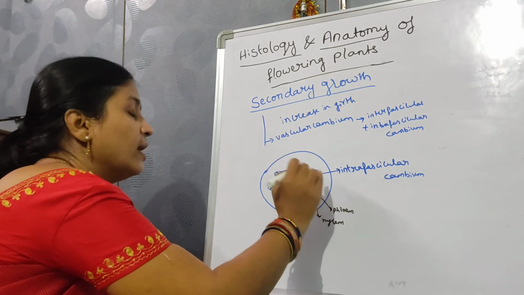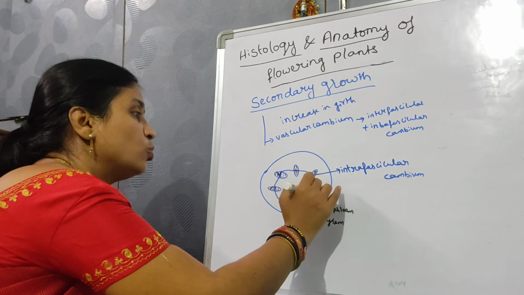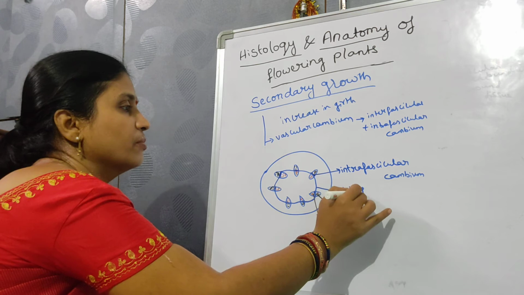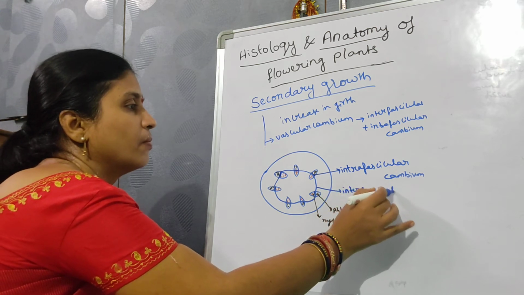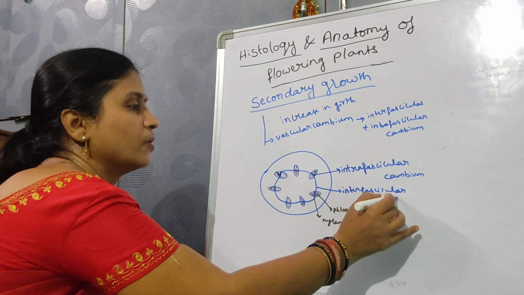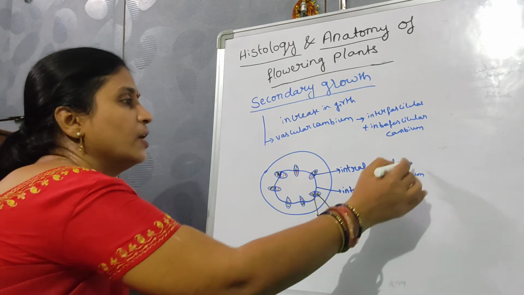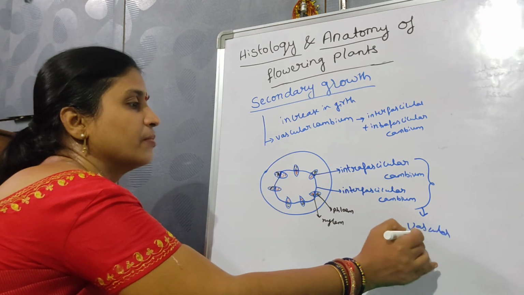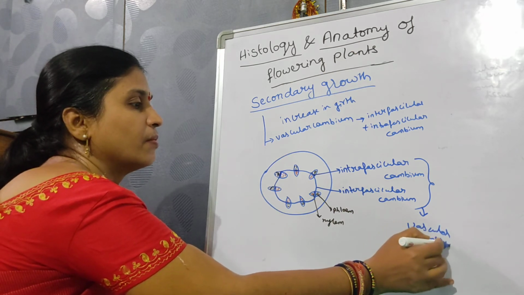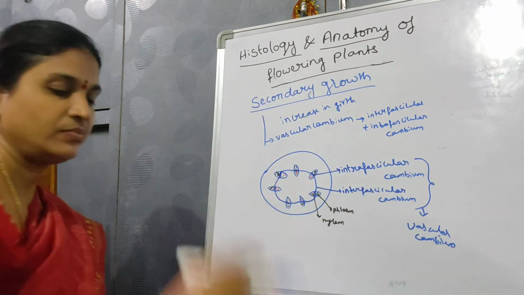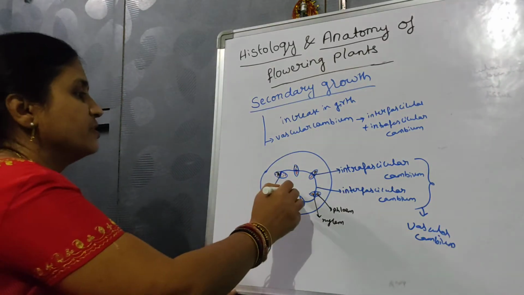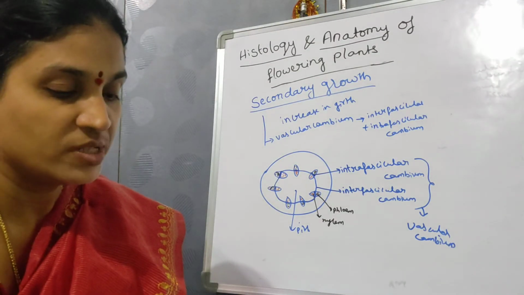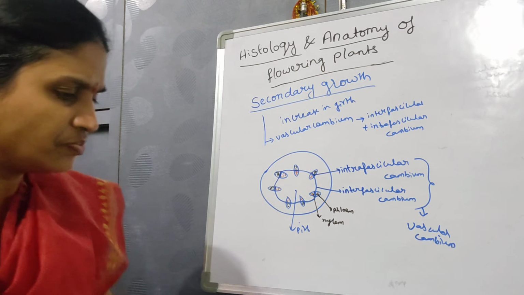Okay, so the cambium which is present in between two vascular bundles is called interfascicular cambium. Together they'll form into the vascular cambium. Okay, this is the vascular cambium. This is the pith, the parenchymatous pith. So this is about the vascular cambium.